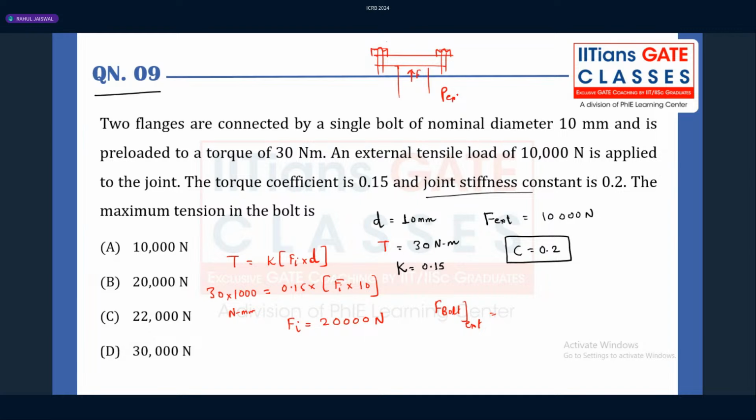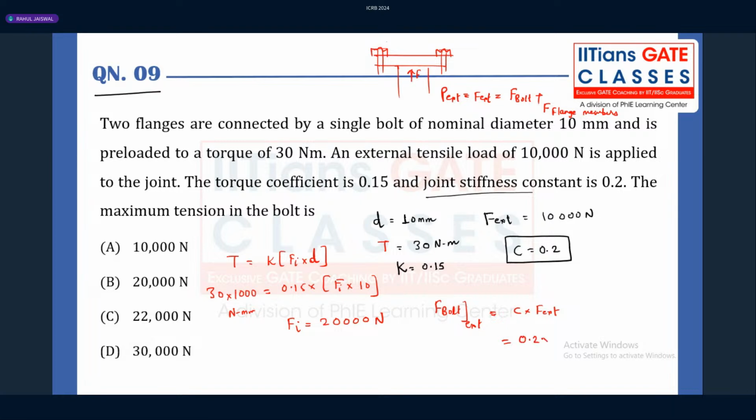The total external load is basically carried by the bolt, and also by the flange members. But we need to find it only for the bolt. Then what is the formula, guys? C times F external. Because 1 minus C times F external will be carried by the flange member. Again, I'm not deriving any formula here. Directly, we need to remember all the formulas, right?